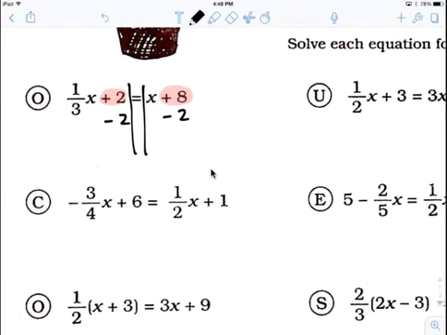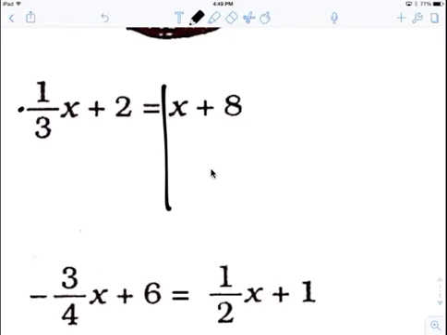You can always get rid of the fraction first. You can always multiply all of them by 3 times 3 times 3 times 3. Okay? Or you can always do -2, -2, and then get rid of the fraction. You need to be careful. Let's just get rid of the fraction first.